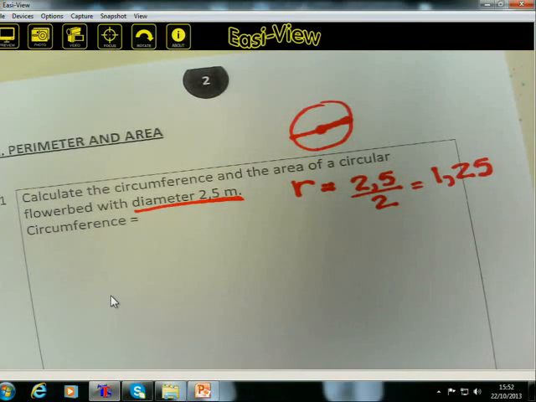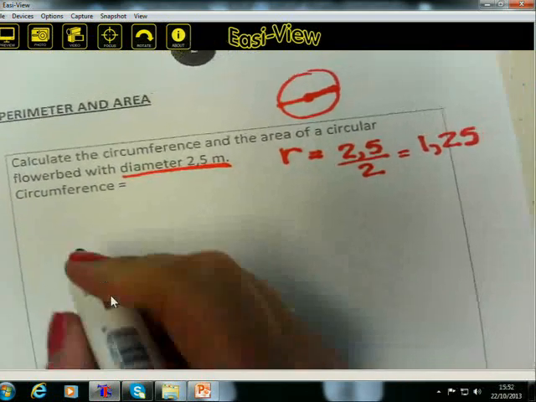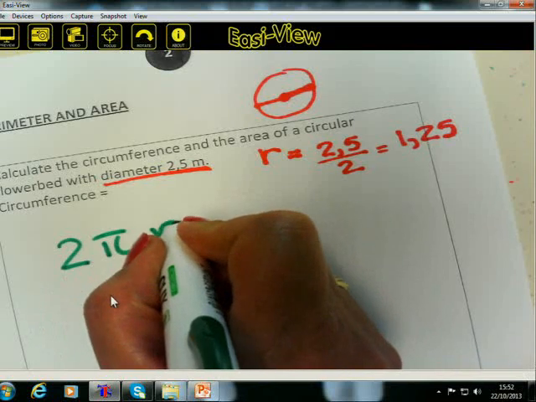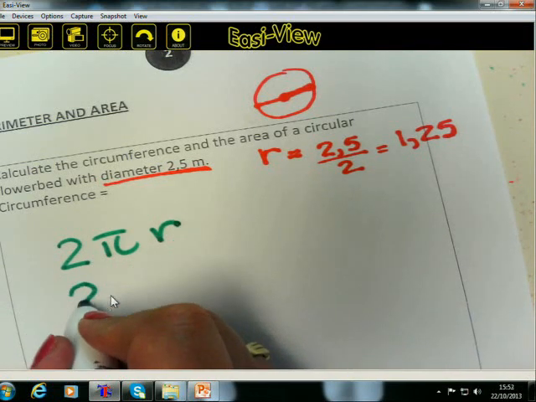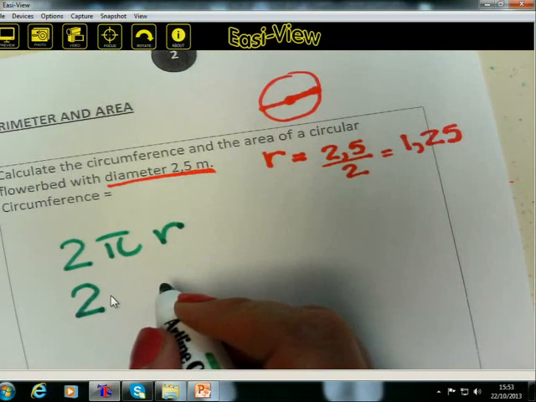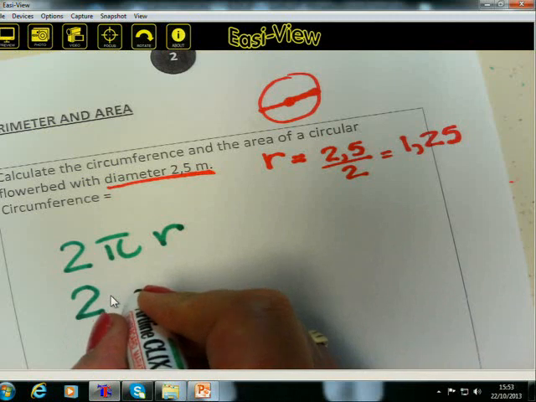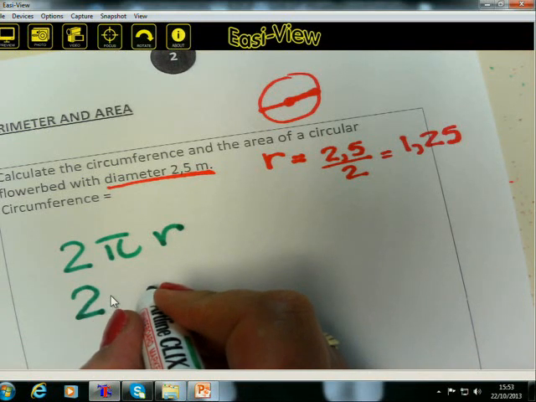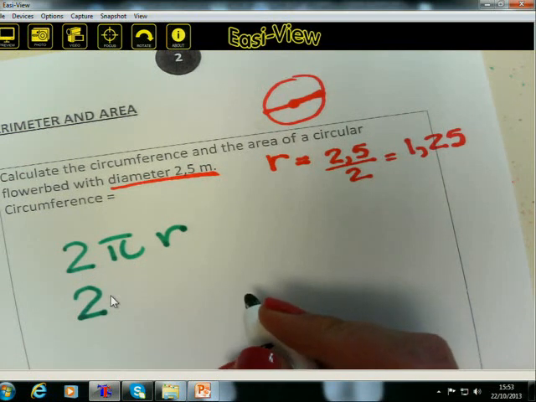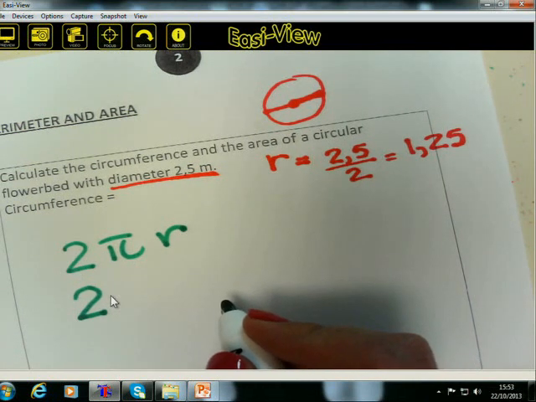Now we're going to do the circumference of this flower bed. The circumference is given by the formula 2 pi radius. Alright, we do 2, you know what 2 is, you know what pi is. It's 3,14 throughout your whole exam paper. So you have 3,14. But what must I do now with the 2 and the pi and the radius? I am not going to add them. I am going to multiply them.